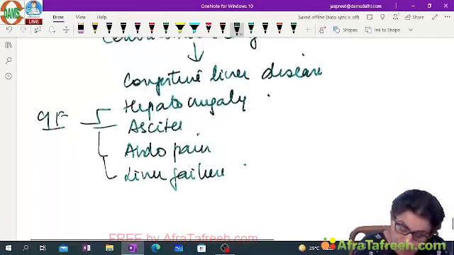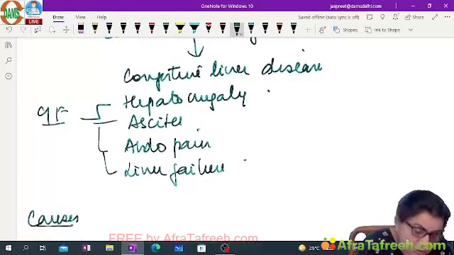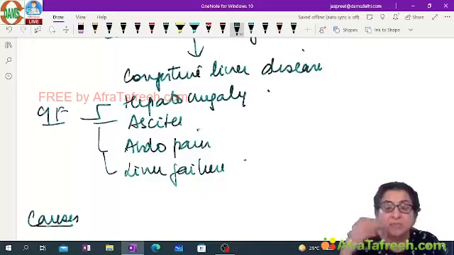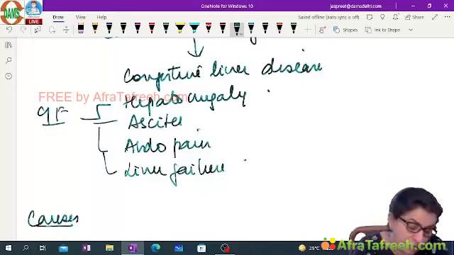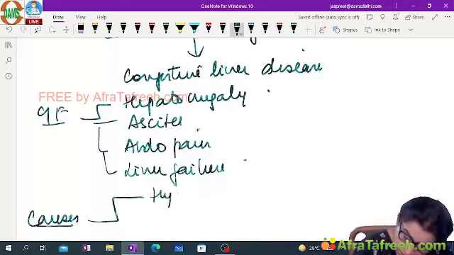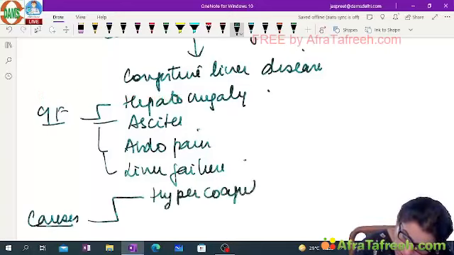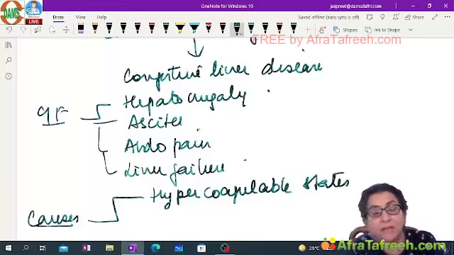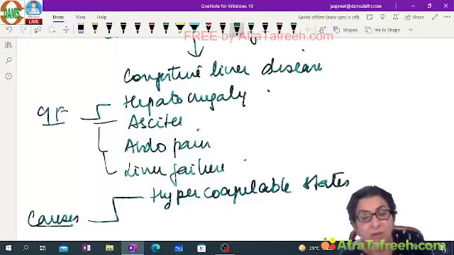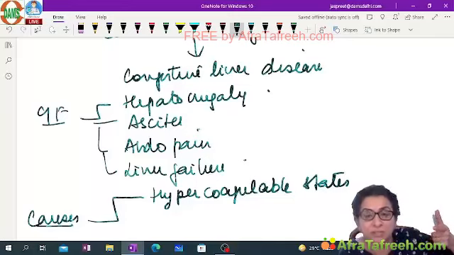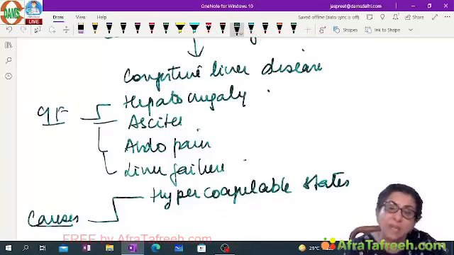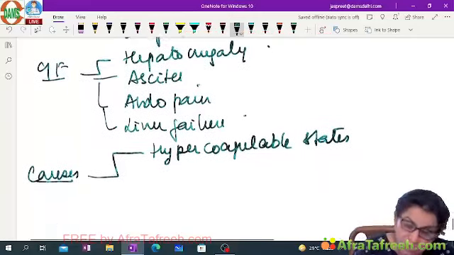Now, causes of Budd-Chiari. Causes of Budd-Chiari usually are hypercoagulable states, where there is increased tendency to clotting of blood. There are primary hypercoagulable states, where you have factor 5 Leiden mutation, prothrombin gene mutation, antithrombin 3 deficiency. All those are primary hypercoagulable states, so they may be associated with Budd-Chiari.